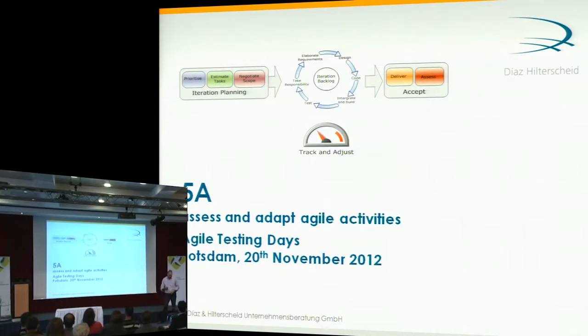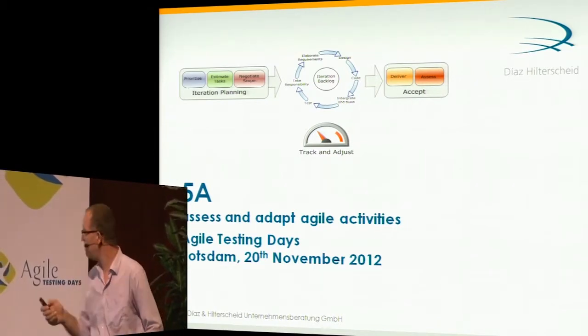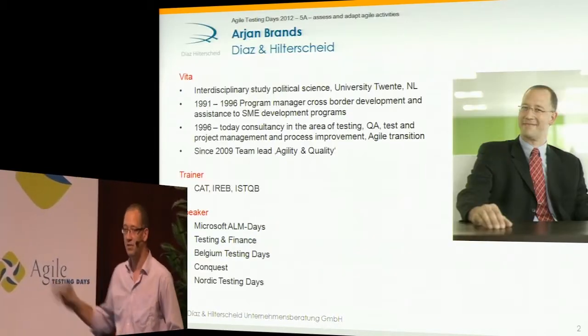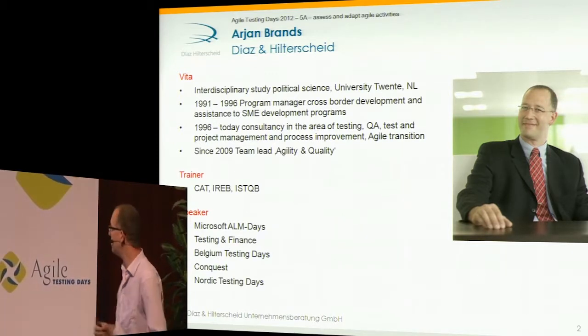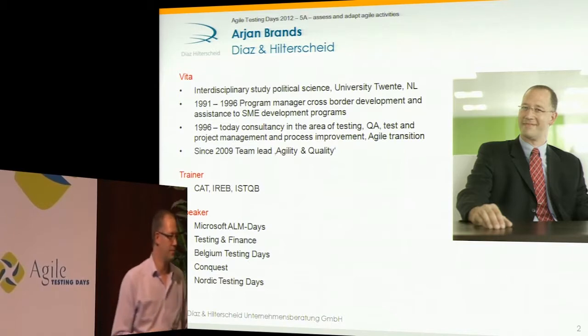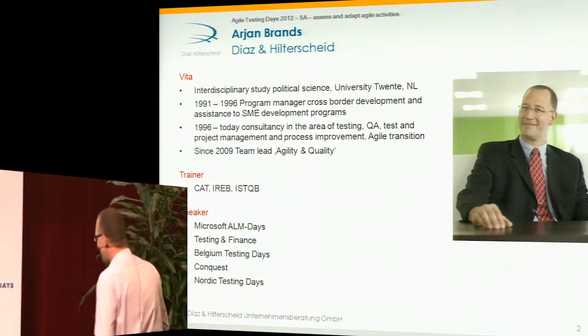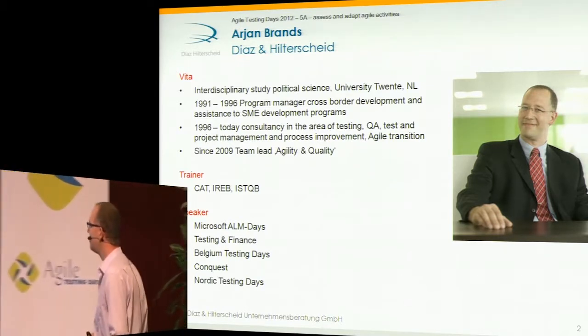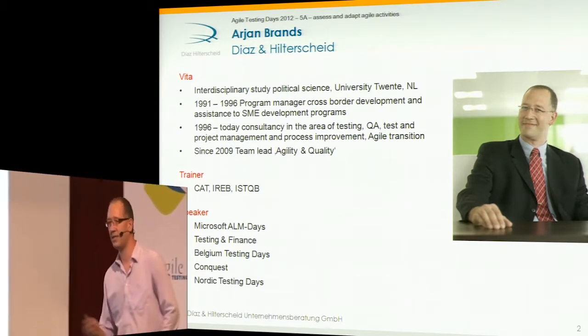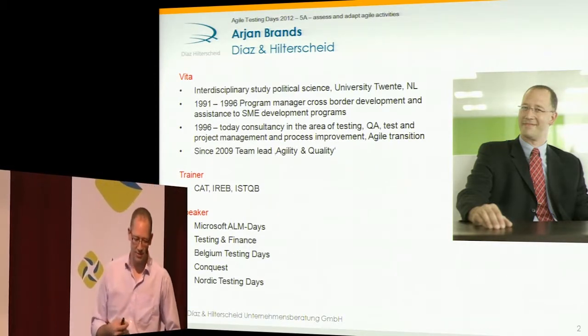So, 5A, assess and adapt agile activities. What does it mean? I don't know. But first, an introduction of ourselves. So this is me. I'm Dutch. That's why I speak such horrible English. And German, because I live in Germany since 2005 and have worked in Germany since 1998, I suppose, or 1999. I don't remember, actually.